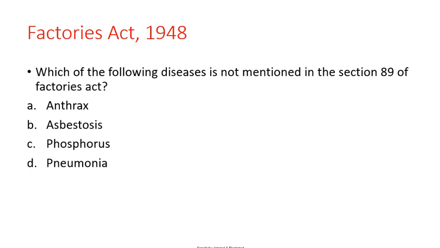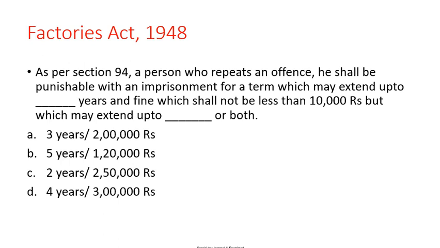Next question is, which of the following diseases is not mentioned in section 89 of the Factories Act? Anthrax, asbestos, phosphorus, pneumonia. Correct answer is pneumonia, which is not a notifiable disease under section 89 of the Factories Act 1948.